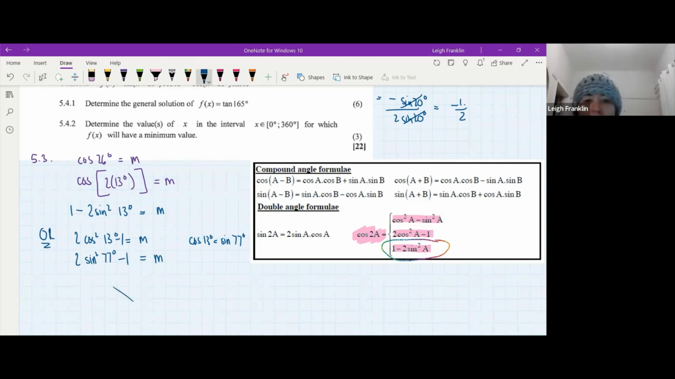And now I want to make 2 sine squared 77 the subject of the formula. So I'm going to leave 2 sine squared 77 on the left, and leave the m on this side over here. I'm going to take the 1 over to the other side, and thus it will be equal to m plus 1. That's actually going to be the easiest thing for me to do with this question. Does that make sense to everybody?